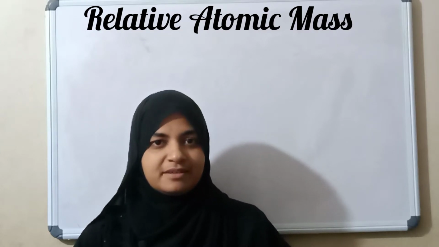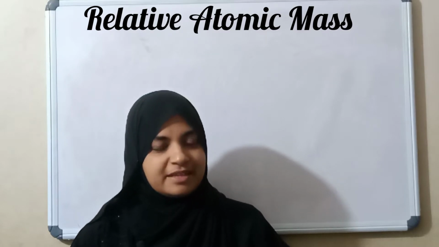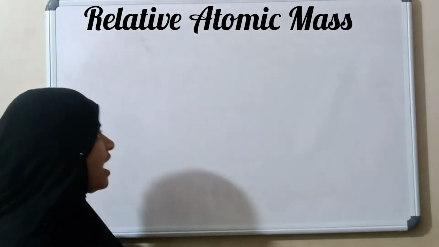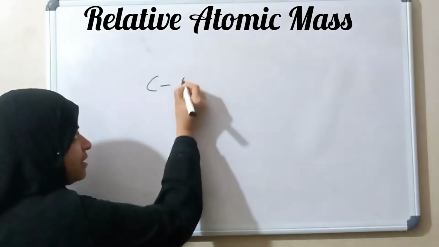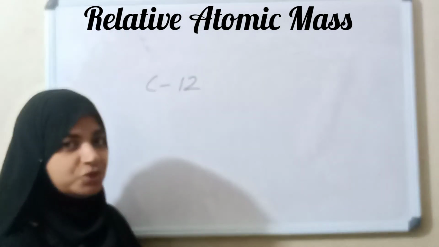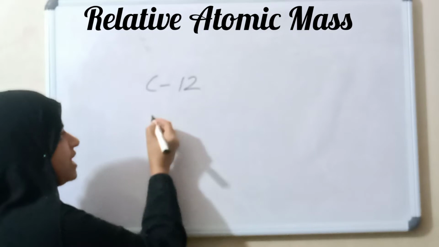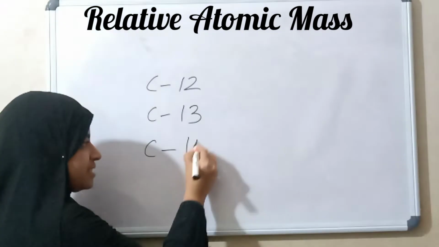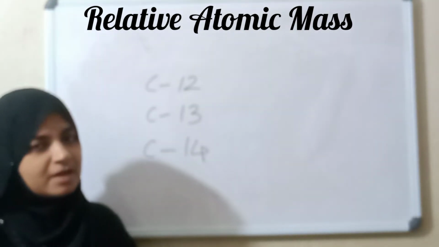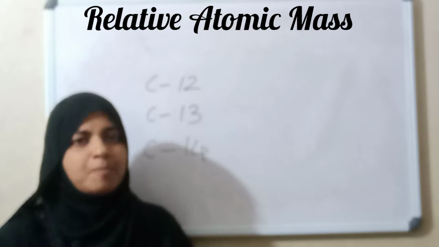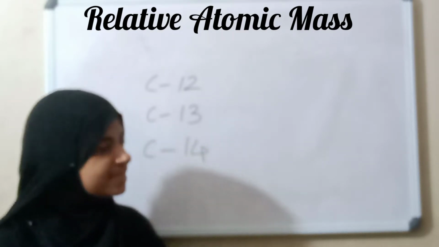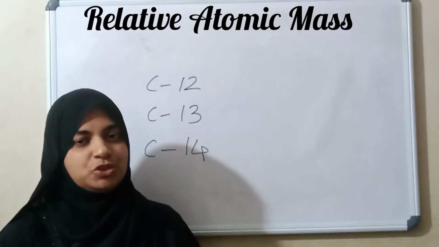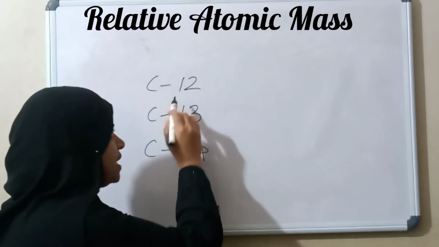For comparison, we choose the atom that is carbon 12. We know carbon has 3 isotopes. Carbon having atomic mass 12, that is mass number 12. Then carbon mass number 13, carbon mass number 14. From these isotopes, the most abundant isotope of carbon is carbon 12. Therefore, for comparison, we choose the mass of carbon 12.